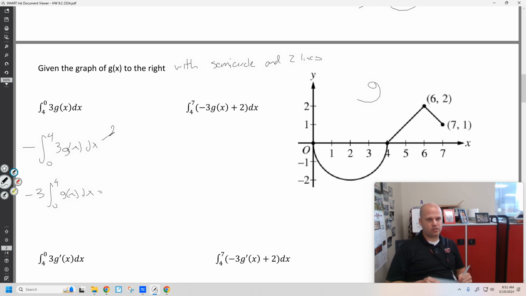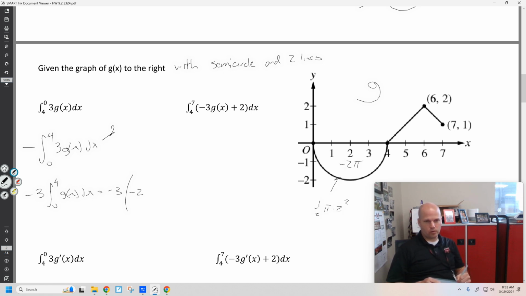What's going to make sense? Just to take -3 and multiply it by this area. This is a semicircle, radius 2. So it's 1/2 pi r squared. So that's 4 pi. That's 2 pi. That's -2 pi.